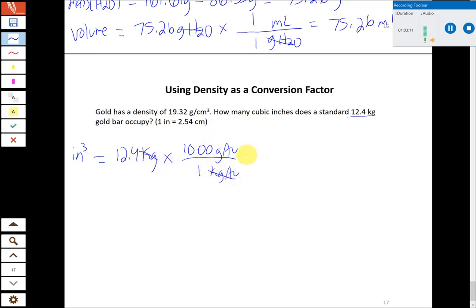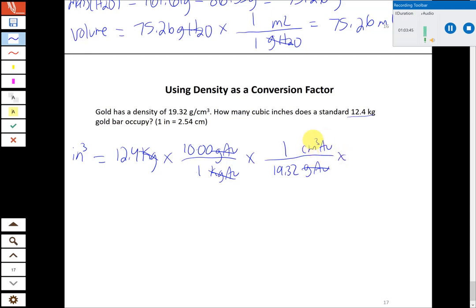And then what we have is grams of gold, which we can convert into volume by using the density. So here's the key step of using the density as a conversion factor, which we did in the previous problem. We want grams of gold to cancel, and we want cubic centimeters to be the unit we get into. So we want grams in the denominator. The density is 19.32 grams of gold per 1 cubic centimeter, so we're actually going to invert this to make sure that grams cancel out and we get to cubic centimeters.